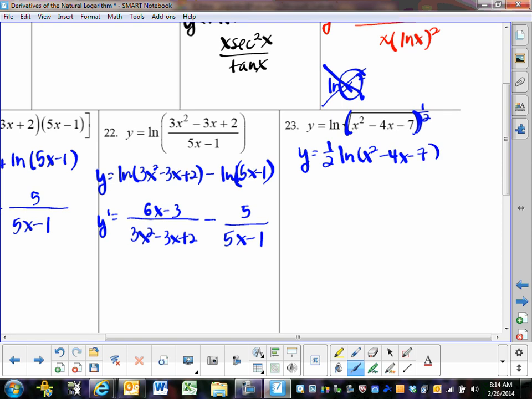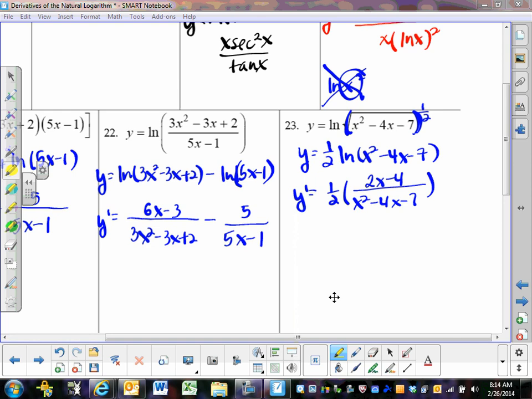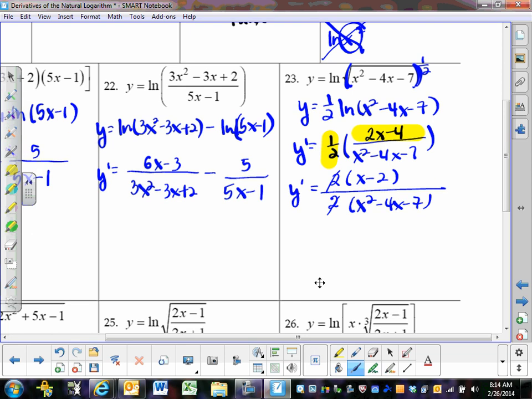For number 21, we have a product inside of a logarithm, so we can split this one before we start. Natural log of 3x squared minus 3x plus 2. It does need parentheses because all of it should be inside the log, plus the natural log parentheses of 5x minus 1. We cannot split anything else inside. We can only split the inside product, inside quotient, or inside power. So now our derivative is u prime over u.